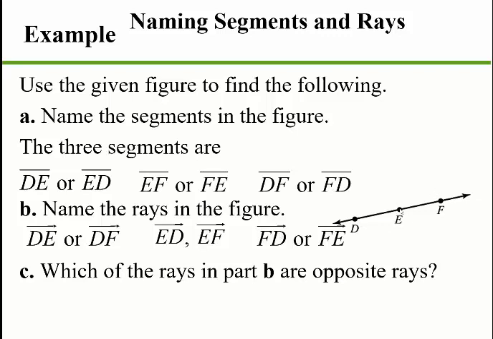Which of the rays in part B are opposite rays? Well, think about this. If you have ray ED that shoots out this way, and EF that shoots out this way, when you combine them, they form a line with no overlap. So the ones that are opposite rays are ED, like I said, and EF.